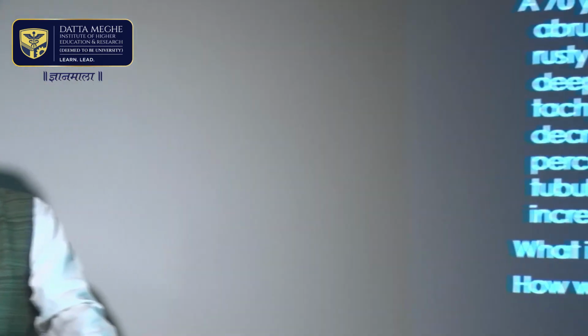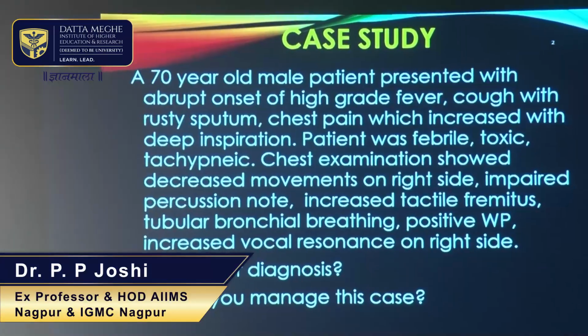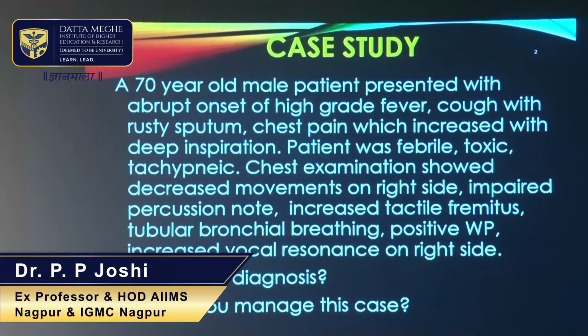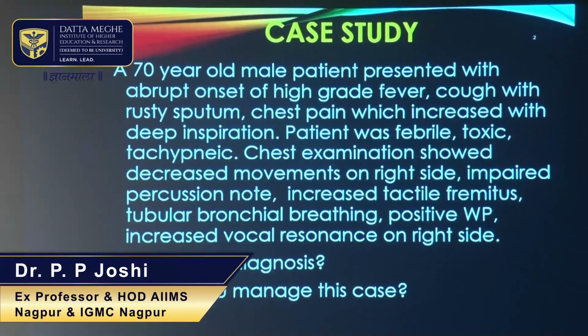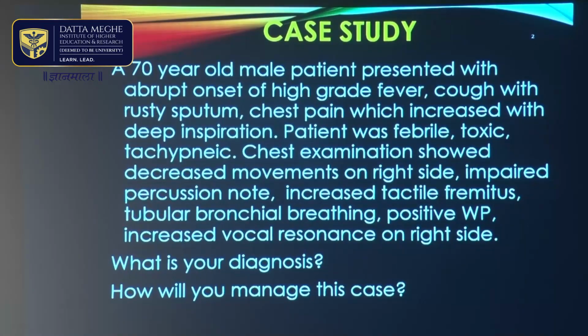Today I will be speaking on a very important and very common topic, a disease called pneumonia. This is a case study of a patient who has typical lobar pneumonia or community acquired pneumonia. A 70-year-old male patient, emphasizing that the disease is more common in the elderly, presented with abrupt onset of high-grade fever, cough, and sputum which is rust-like, that is, rusty sputum.